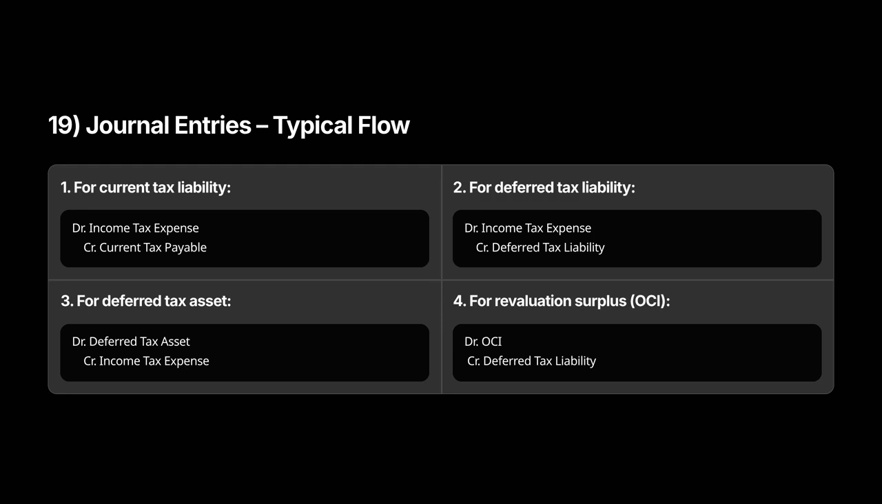4. For revaluation surplus recorded in OCI: debit OCI, credit deferred tax liability. Each entry keeps the principal intact. Match the tax effect with the related transaction.